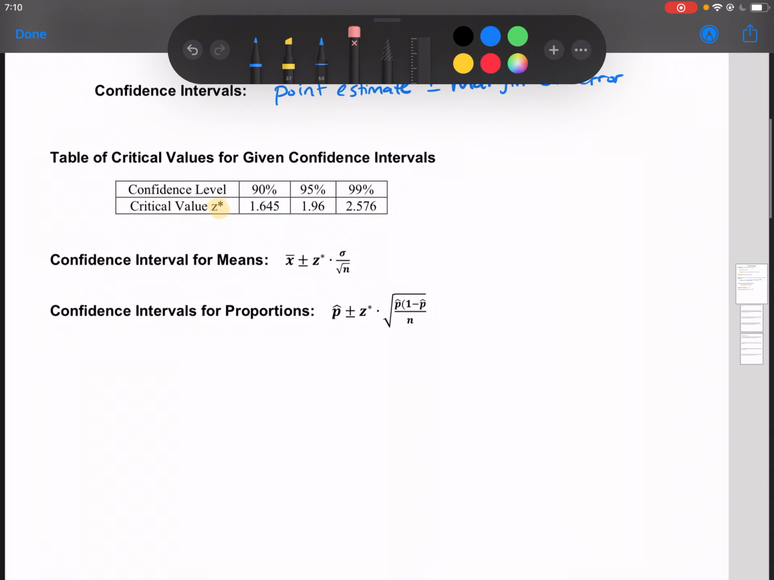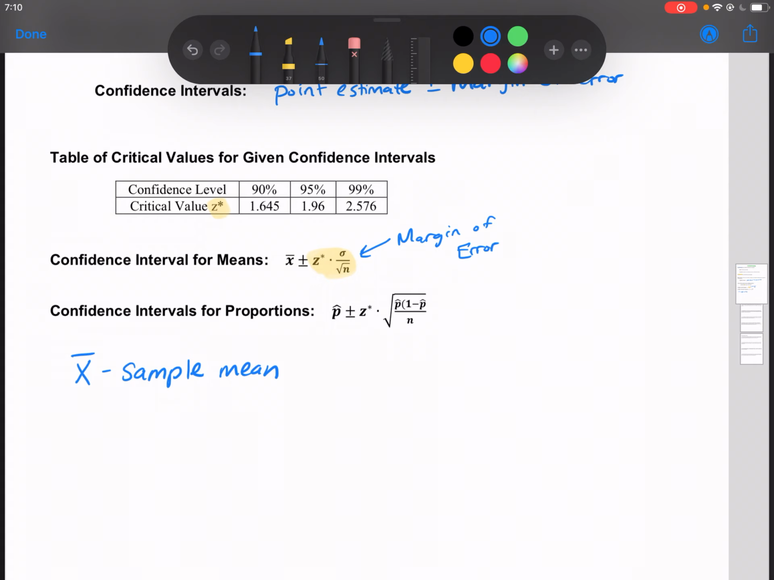So here is the way you calculate a confidence interval for means. This x bar, I'm going to write this down here, represents the point estimate, which for a mean would just be the sample's mean. So you take the sample's mean and you add or subtract, and then all of this right here represents the margin of error. This is how you calculate the margin of error.